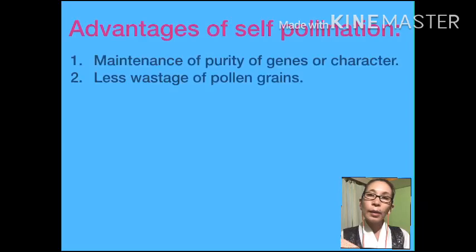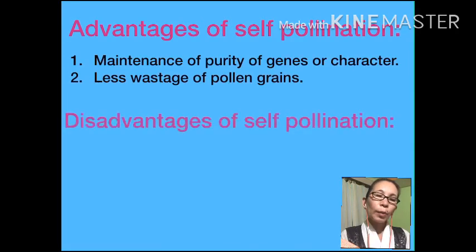Well, since self-pollination occurs within the same plant, it helps in the maintenance of purity of genes or characters from generation to generation. Besides, there is less wastage of pollen grains, and hence the plants are not required to produce large quantities of pollen.